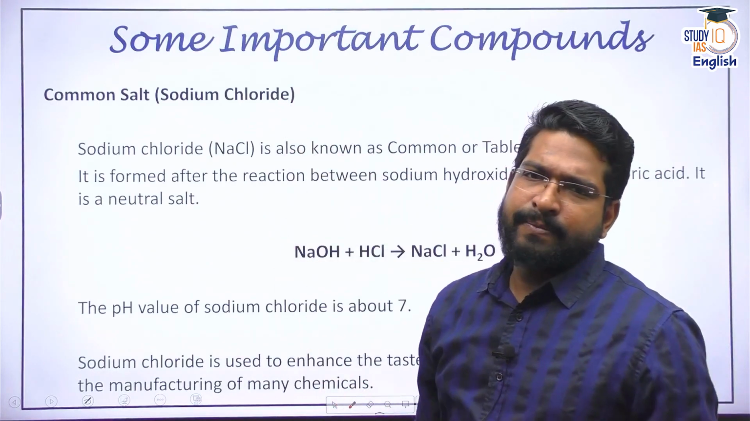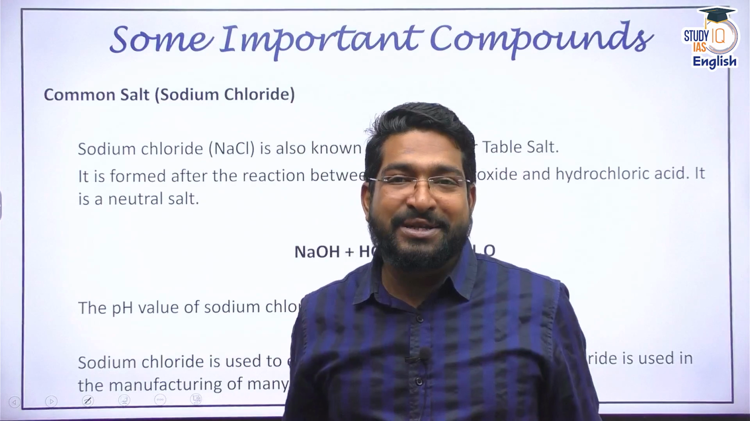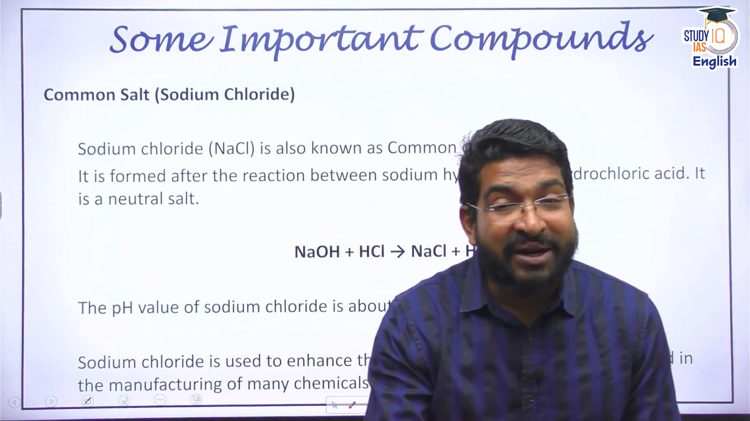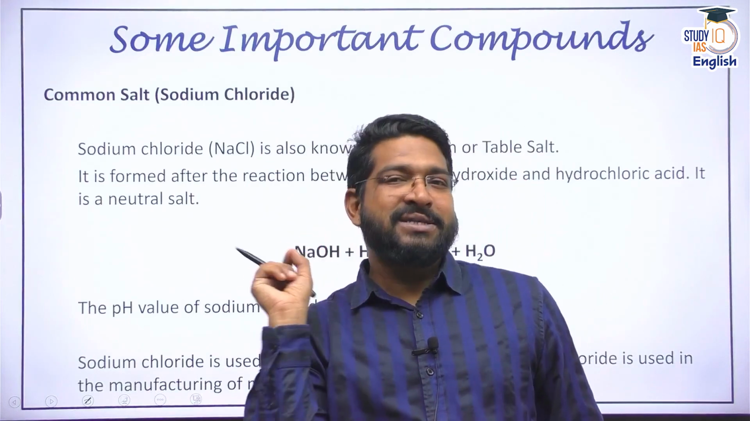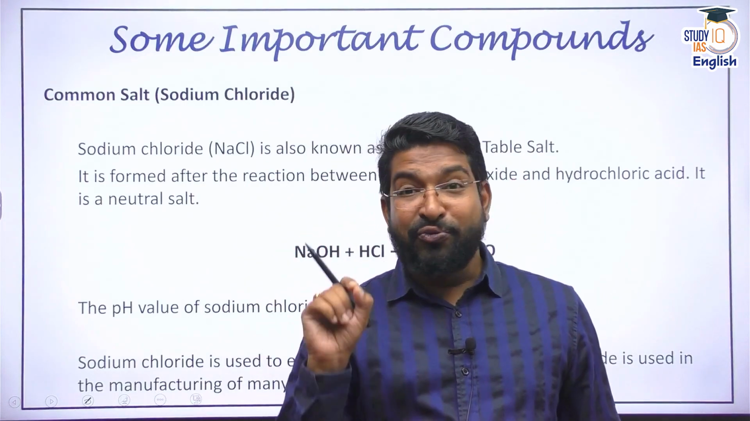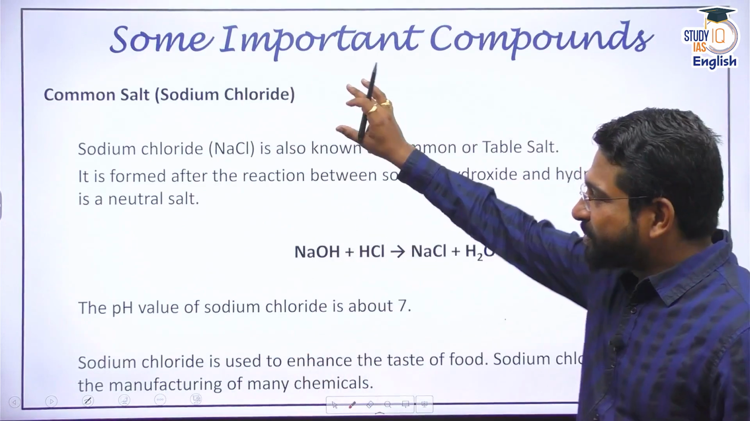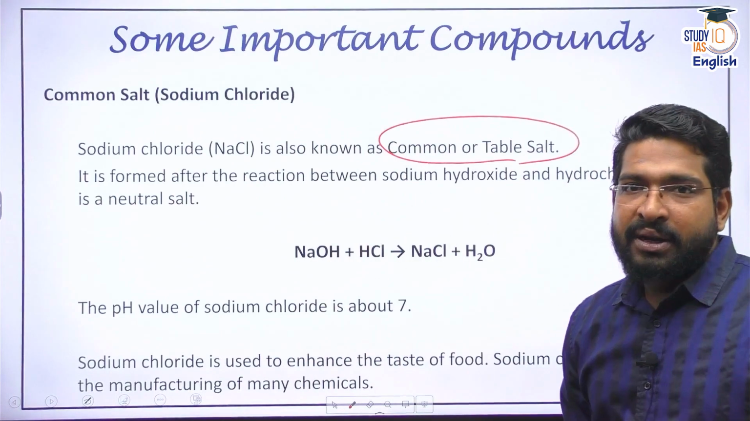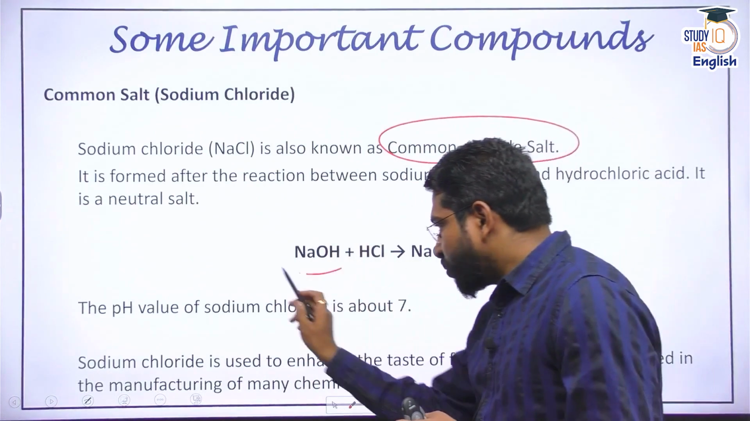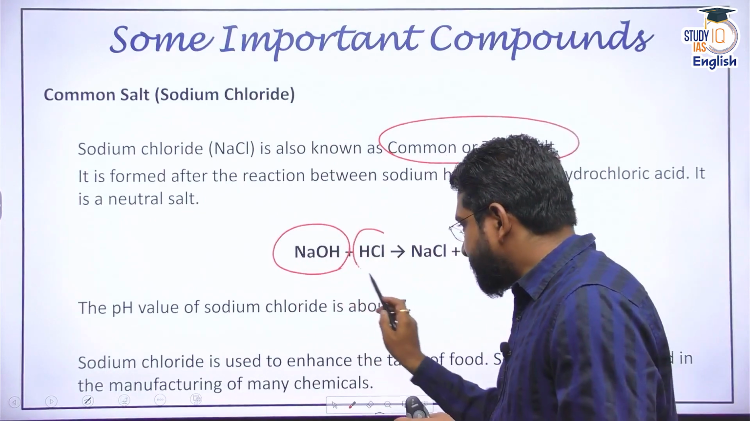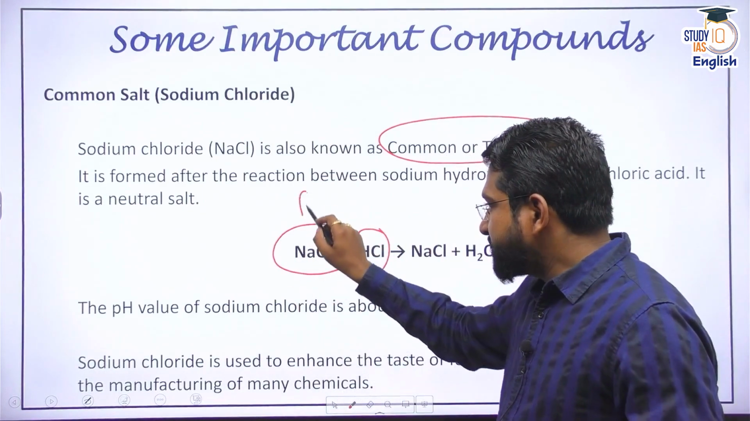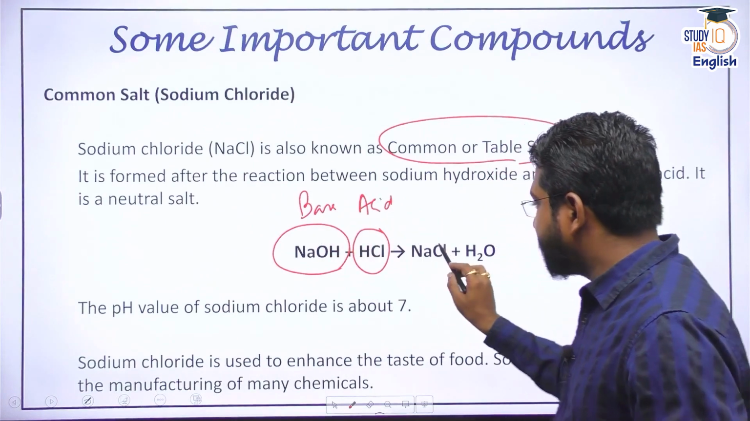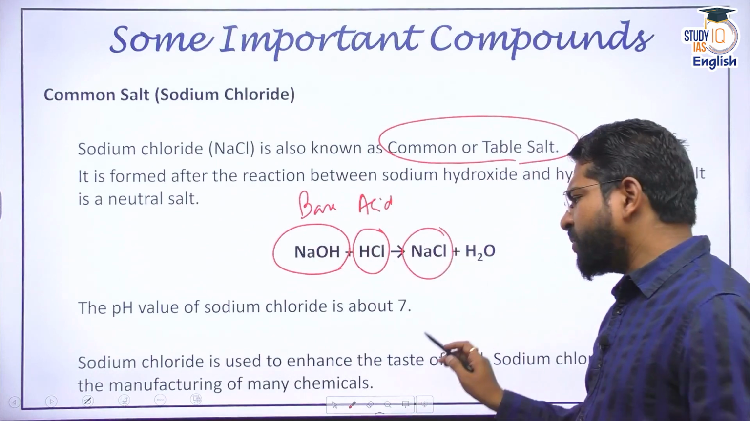The most important one is sodium chloride. Salt, we use it every day in our cooking. It gives taste to our food. It gives that salty taste to our food. And without that salt, food would rather be incomplete. Sodium chloride is also known as common salt or table salt. How is it formed? It is formed through the reaction of sodium hydroxide and hydrochloric acid, meaning a strong base plus a strong acid leads to formation of sodium chloride. Its pH is somewhere around 7.